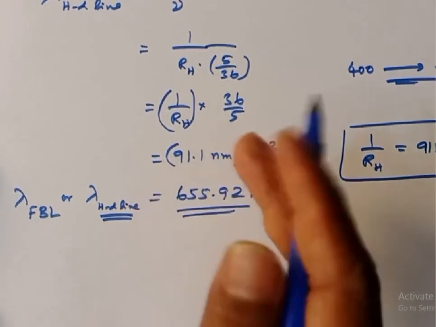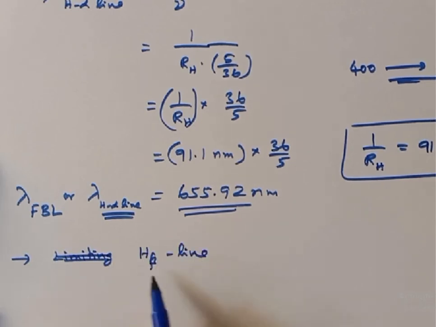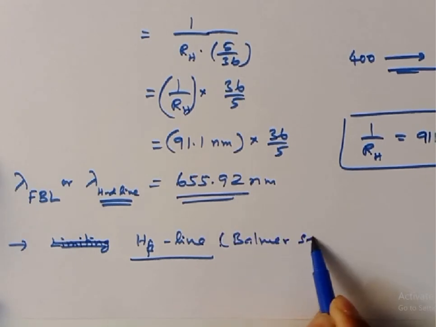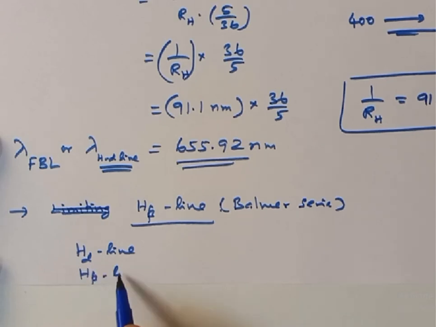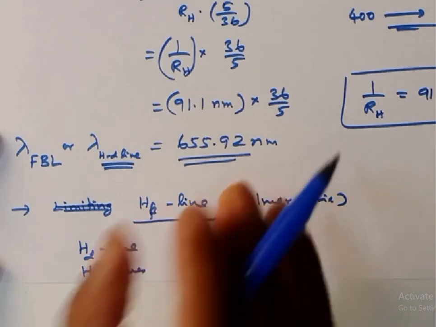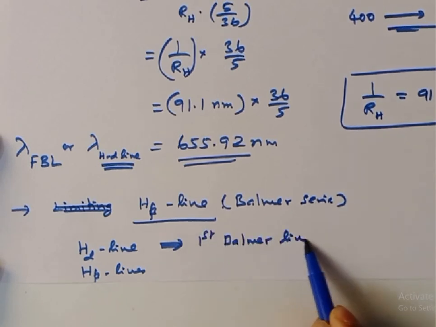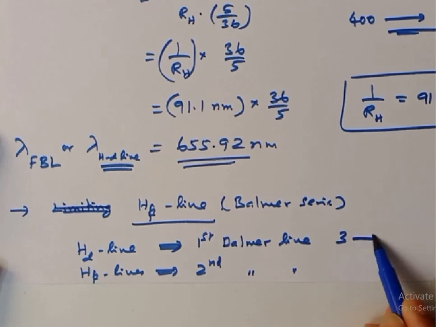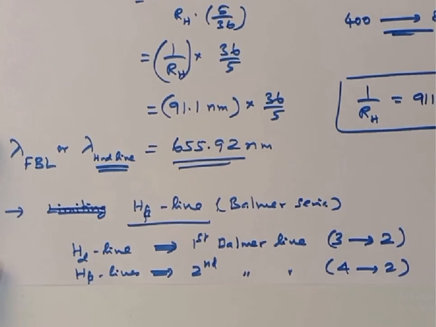And what is the limiting line? Limiting Balmer line. Before that, I'll just do another one: H beta line. I have told you what is the H alpha line. Now I'll give the H beta line in the Balmer series. Students, observe carefully. H alpha, H beta are names or symbols given for lines appearing in the visible region. H alpha line is the first Balmer line, H beta line is the second Balmer line. Simple. What is the first Balmer line? Transition from higher level 3 to 2 is called the first Balmer line. Then transition from 4 to 2 will give you the second Balmer line, called the H beta line.